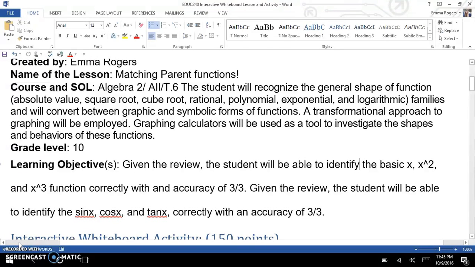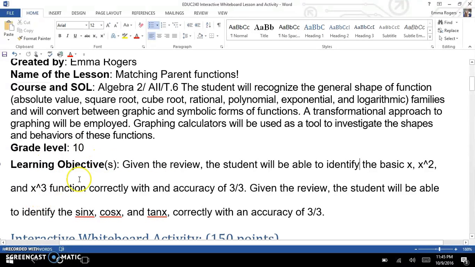Today they're going to be doing a review of matching parent functions. The SOL is that the student will be able to recognize the general shape of the function families and will be able to convert graphic and symbolic forms of functions. A transformational approach to graphing will be employed. Graphing calculators will be used as a tool to investigate the shapes and behaviors of the functions.